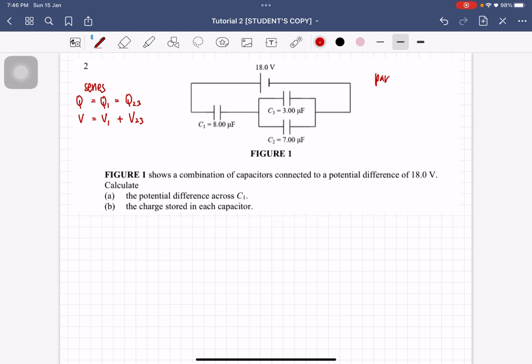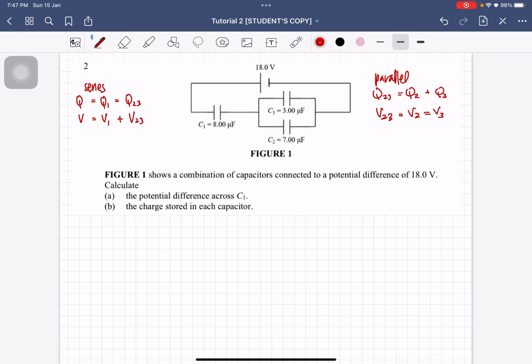For the parallel circuit, what you need to know is the voltage. Oh wait, so the charge won't be equal. Sorry. Q23 is going to be equal to Q2 plus Q3, something like that. And then the voltage, however, should be equal across each capacitor. So this is for the parallel circuit.